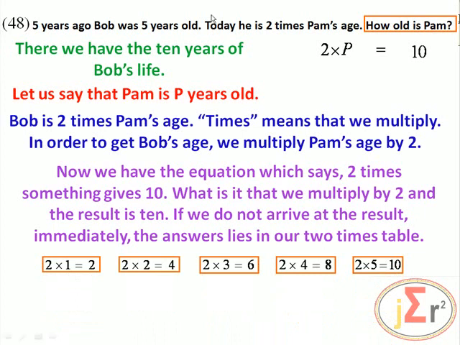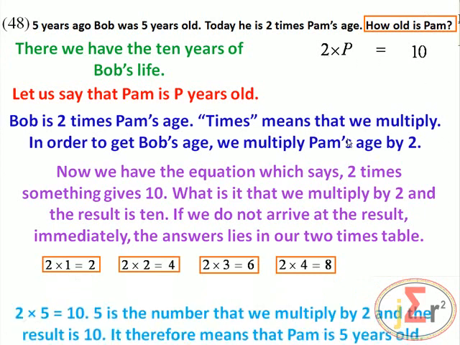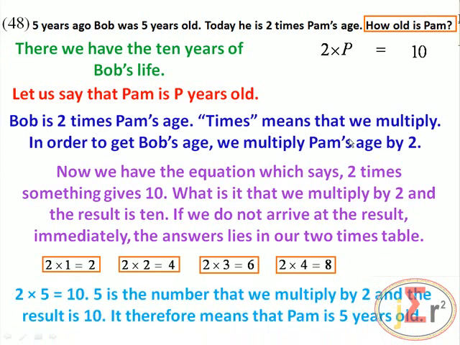Right, what number do we multiply by 2 and the result is 10? That number is 5. 2 times 5 is equal to 10. 5 is the number that we multiply by 2 and the result is 10. It therefore means that Pam is 5 years old.